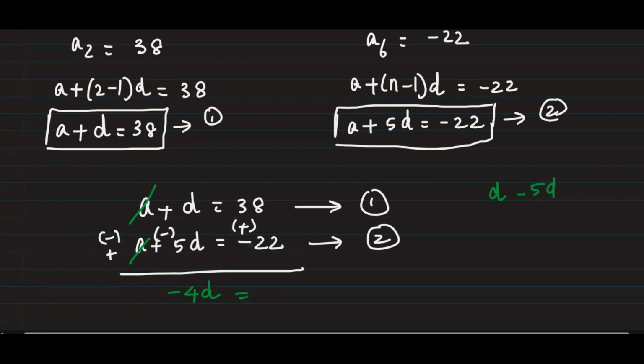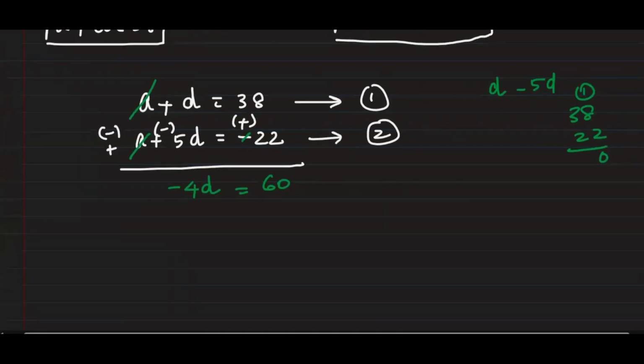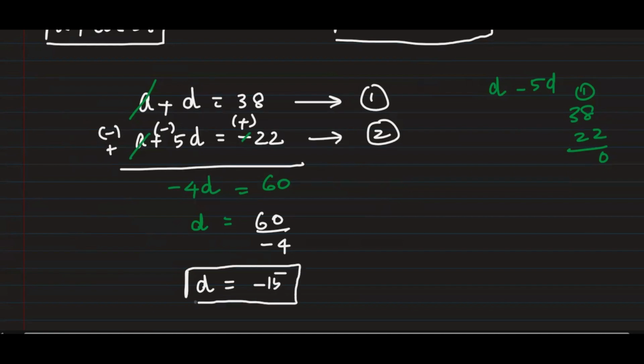Now the sign has changed from negative to positive. So this will become 38 plus 22. That will be 38 plus 22. This is 10, carry 1, 5, 6, 60. Okay, so positive 60. So now the value of D is equal to 60 divided by minus 4. 60 divided by 4 is equal to 15. So minus 15 is the answer. So the value of D is equal to negative 15.